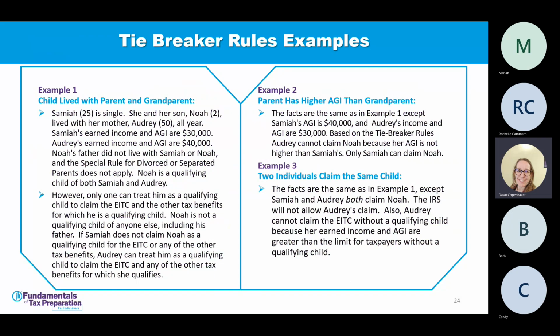Here's just a few other examples. Again, these are going to be in your online tax school modules, so I'm not going to read them all to you, but I wanted you to be aware that there's all sorts of different situations.